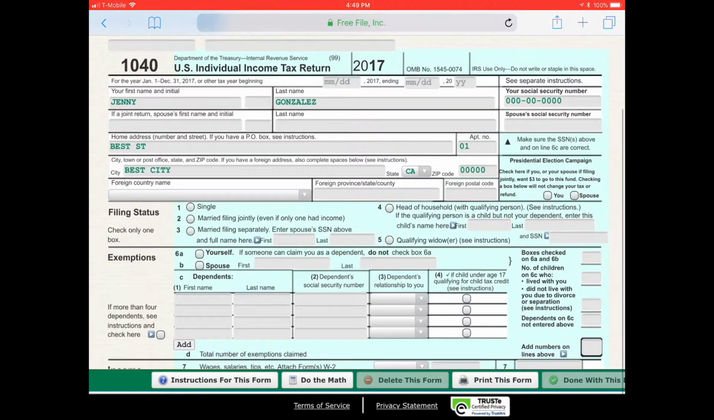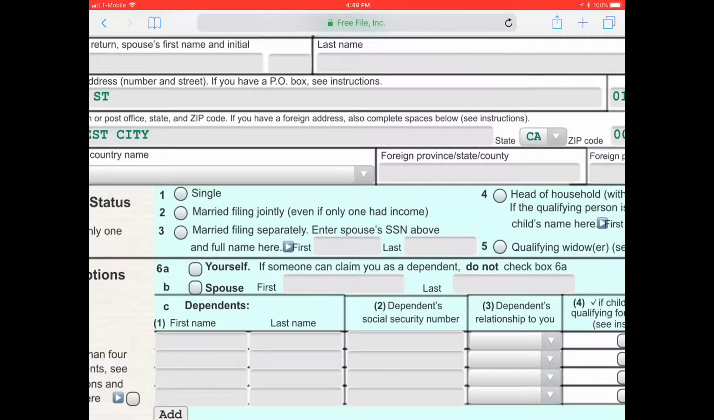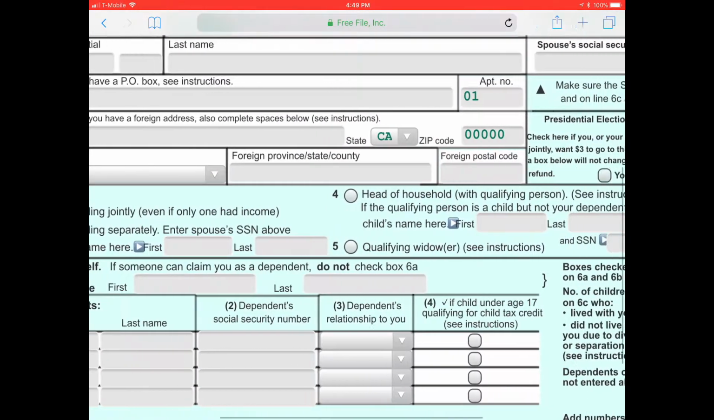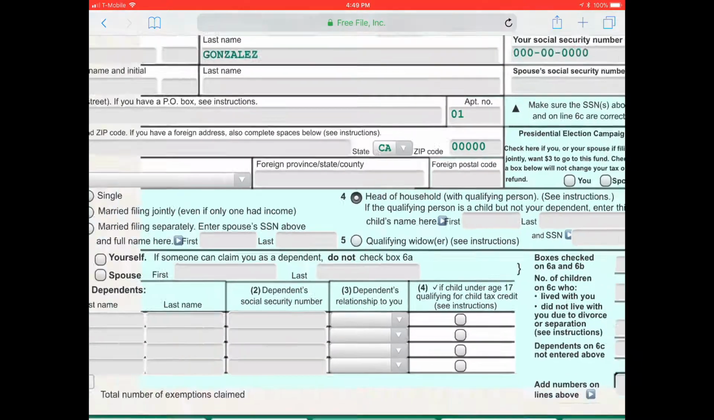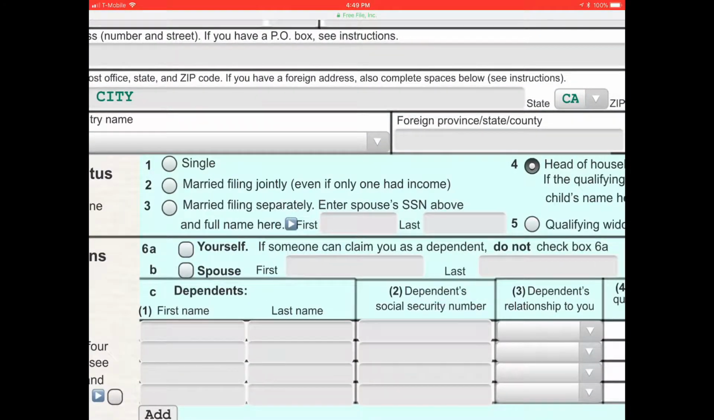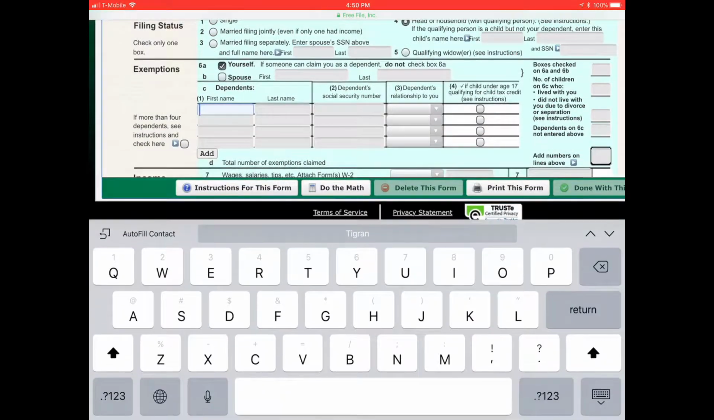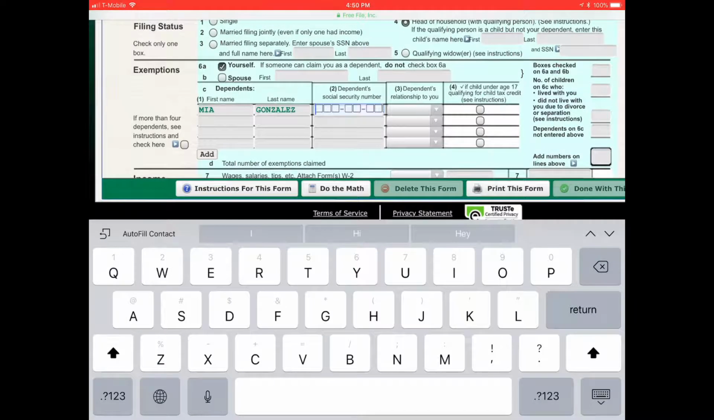Now, the filing status, I have a separate video about the filing status. In this case, we're going to assume she's filing as a head of household. If you have questions about this, ask me or watch the video. I'll be more than happy to help you. Head of household pretty much means you have children or parents you take care of. So exemptions, she can exempt herself and also her daughter. So she gets 2 exemptions.